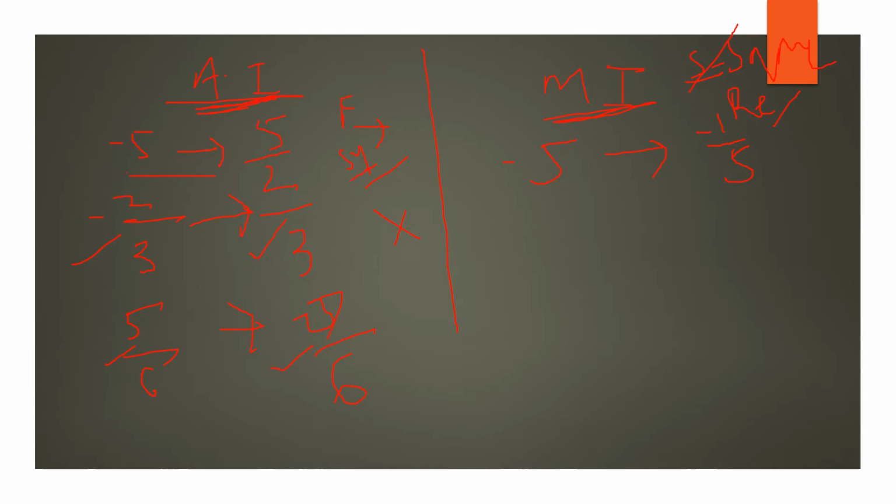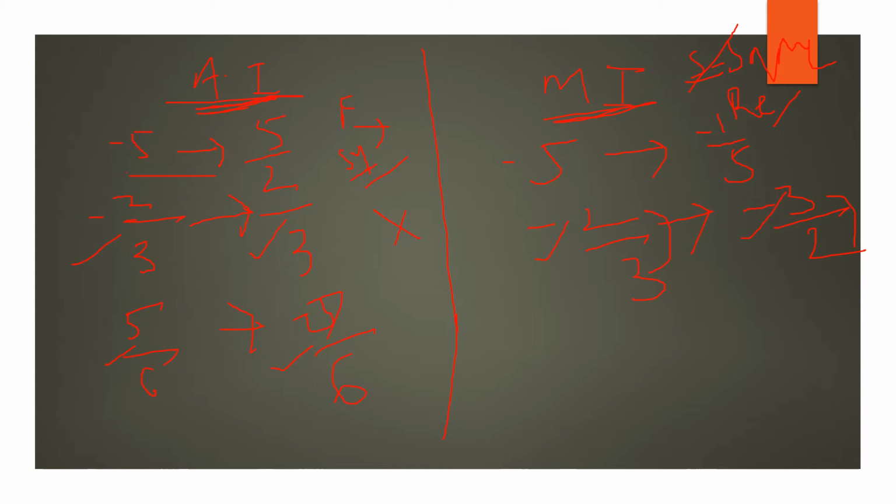Minus 1 by 5. Suppose I am taking minus 2 by 3, same example I am taking. Minus 2 by 3 means it is minus 3 by 2. The symbol will be the same only, but the fraction will become reverse, reciprocal.